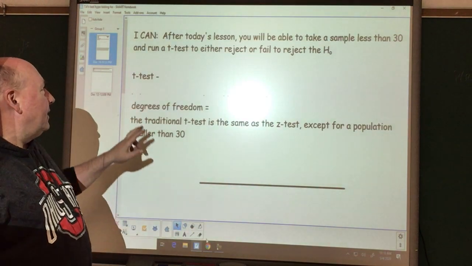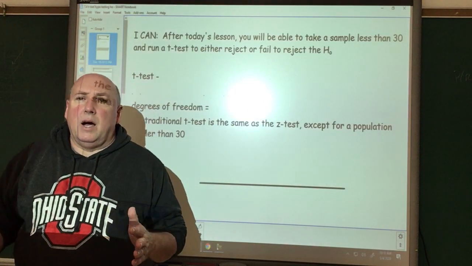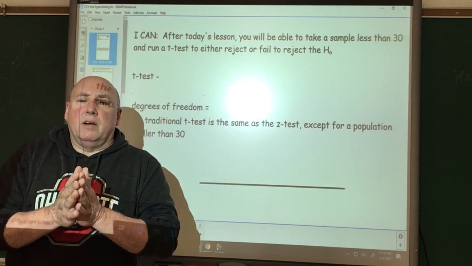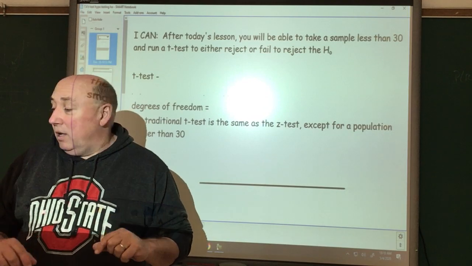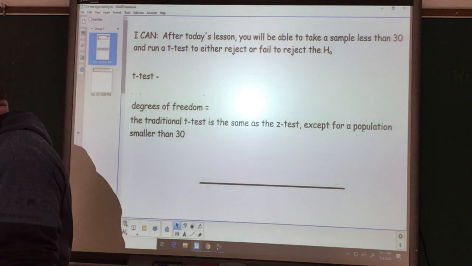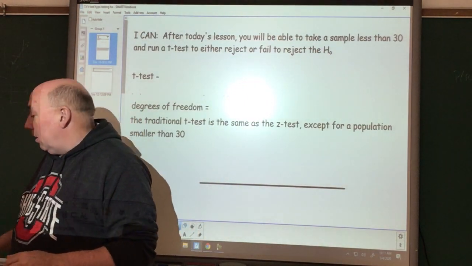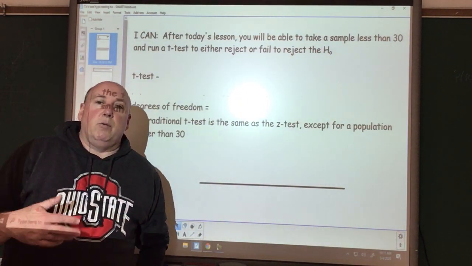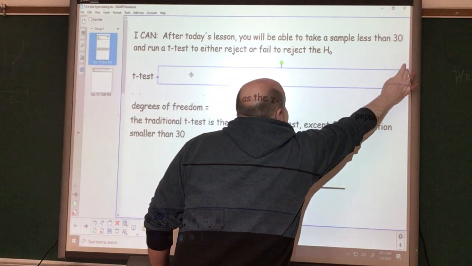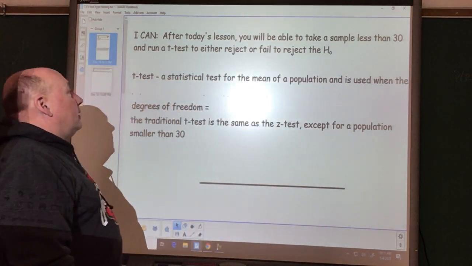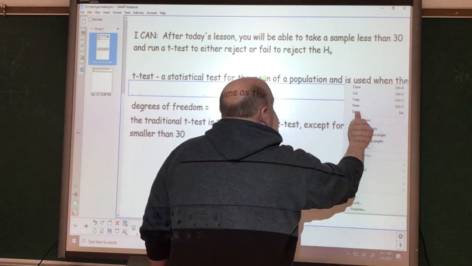Today we're going to talk about the t-test. Last week we talked about all the z-testing that we did, and just like with confidence intervals, the t-test compared to a z-test is not that much different. The only difference is where you find your value on your t-table. You'll still be using your t-table here, but the critical values that you find will be on your t-table. The t-test is a statistical test for the mean of a population.